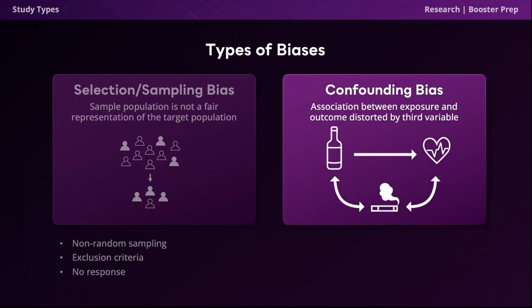The next type of bias is known as confounding bias. Confounding bias occurs when the association between the exposure and outcome is distorted by a third variable. In the diagram, we can see that although a study might conclude that alcohol consumption directly leads to heart problems, smoking is often a confounding variable, which means that it distorts the observed relationship between the independent and dependent variable. Those who drink may also be more likely to smoke, which can lead to the observed increase in heart disease. Therefore, it's actually the confounding effect of smoking that leads to the increase in cardiac health problems. Confounding bias often occurs when there is a failure to account for or control confounding variables.